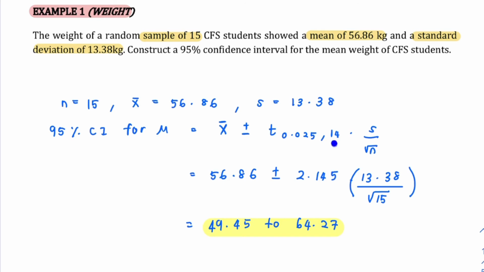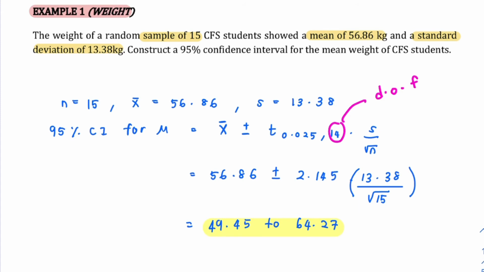And then comma, the second number here is referring to the degree of freedom. So how to find the degree of freedom? n minus 1, which is 15 minus 1 is 14. And then the standard error formula is s over square root of n. So plug in the values. x bar is 56.86.